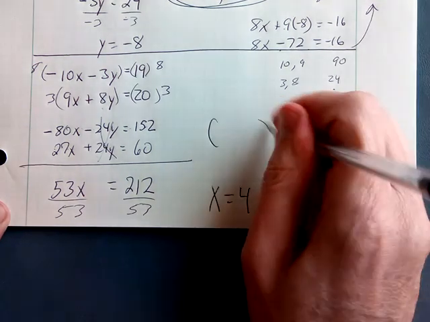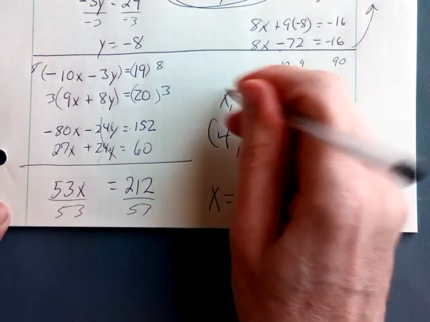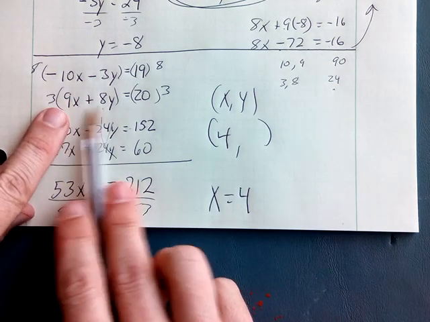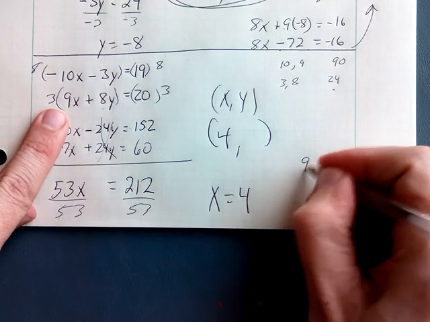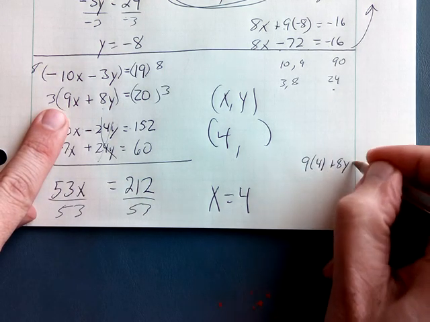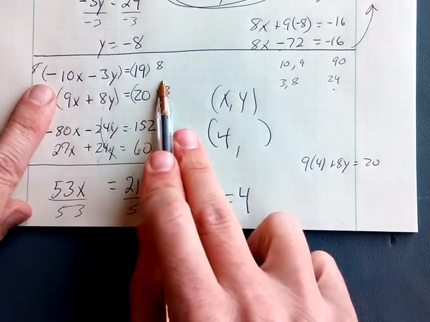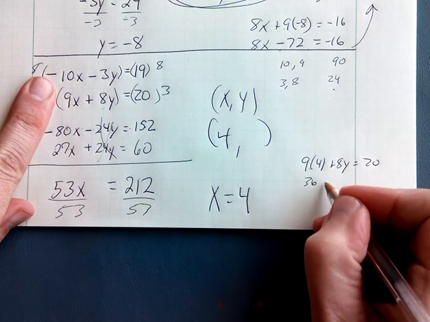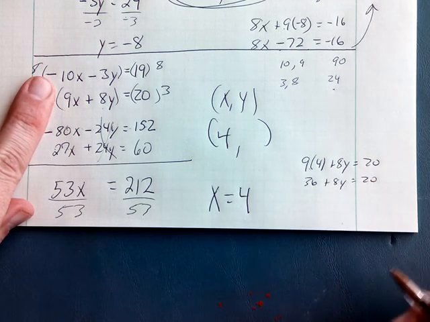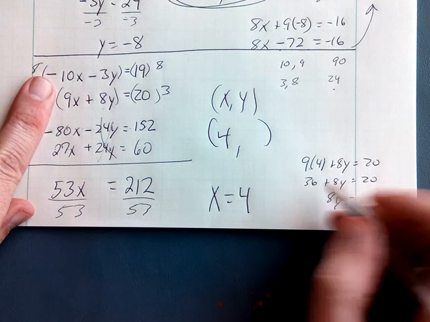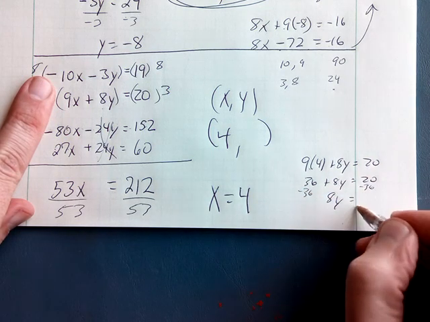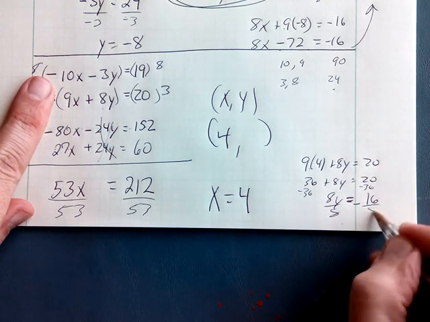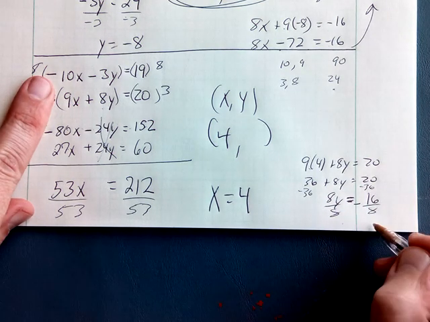Now that I know my x value, I've got to find my y value. So I plug my 4 back into one of my two equations. So I'm going to do the bottom one here. 9 times 4, because that's what x is, plus 8y must equal 20. So again, I'm not using those 3's or 8's. I'm using the original equation. 9 times 4 is 36, plus 8y equals 20. 8y equals, because I'm minusing 36 from both sides, negative 16. Divide by 8, and I get a y value of negative 2.